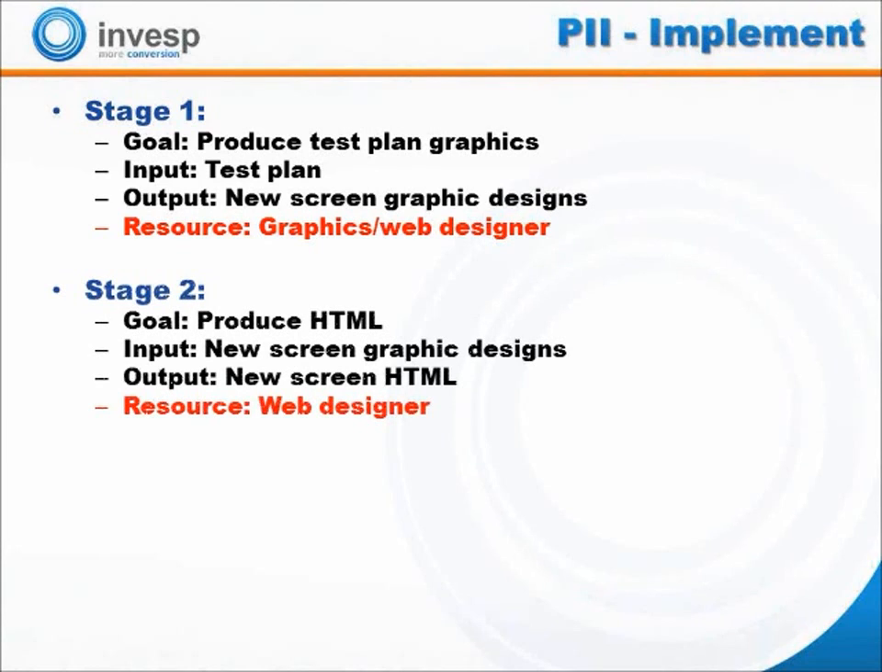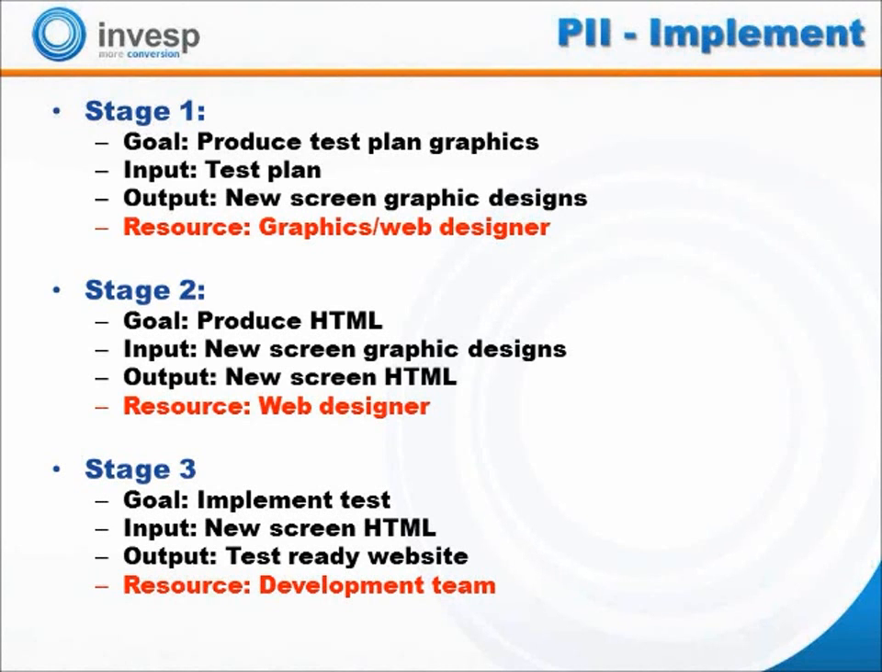In stage 2 of the implementation, you take those graphics and start producing HTML. While stage 1 produces just images, stage 2 is actually translating those images into actual HTML. In this case, you need a web designer to do that translation. In stage 3 of the implementation, now I have my HTML. You need a development team who's familiar with your particular technology, and at this point they'll be able to implement that HTML into your actual website, and you'll have a test-ready website.